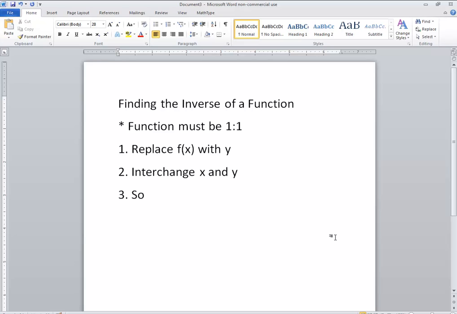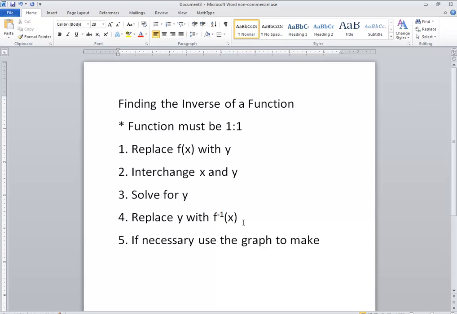Step 3. Solve for y, and that's deliberately vague. A lot of different techniques you use at that point. Step 4. Replace y with your inverse notation. Step 5. If necessary, use the graph to make the inverse 1 to 1.